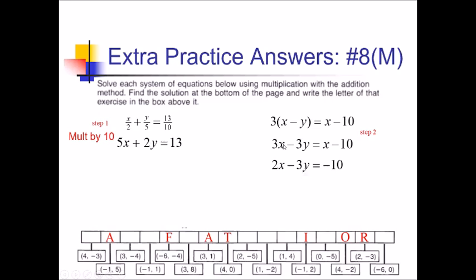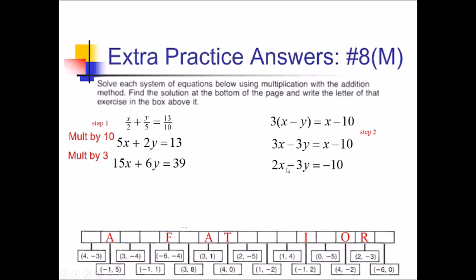Between 2 and negative 3, those are both going into 6. So if I could turn this into a positive 6y and this into a negative 6y, those equations would cancel out the y's nicely when I added them together. So let me multiply this equation over here by 3. So that's going to be 15x, and 3 times 2y is 6y. 3 times 13 is 39.